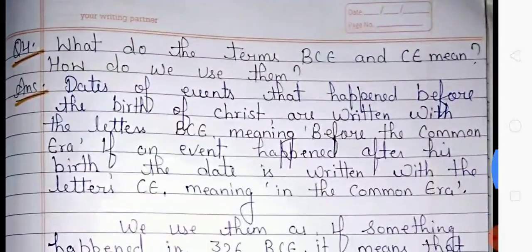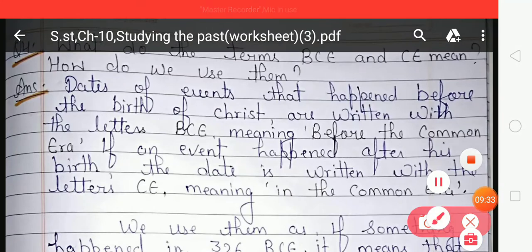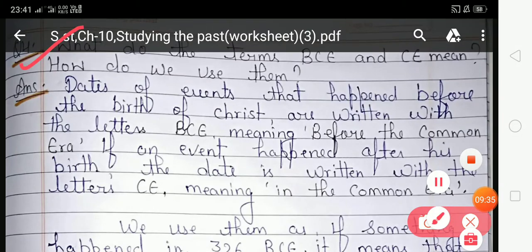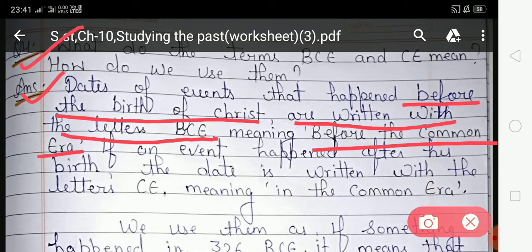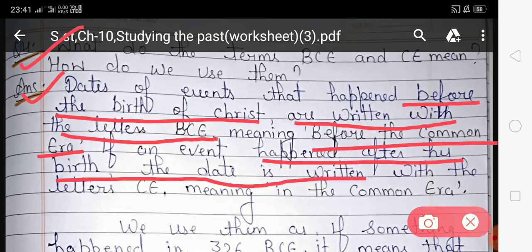Now look at the next, that is question number 4. What do the terms BCE and CE mean? How do we use them? Then your answer is: dates of events that happened before the birth of Christ are written with the letters BCE, meaning before the common era, and if an event happened after the birth, the date is written with the letters CE, meaning common era.